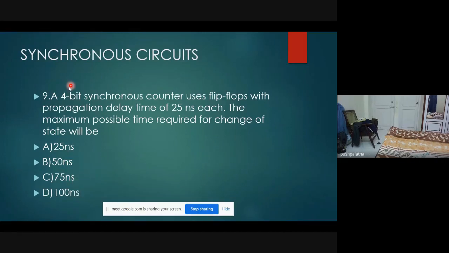A 4-bit synchronous counter, understand? It's a 4-bit synchronous counter. It uses flip-flops with a propagation delay time of 25 nanoseconds each. What will be the maximum possible time required for change of state? Can anyone answer?